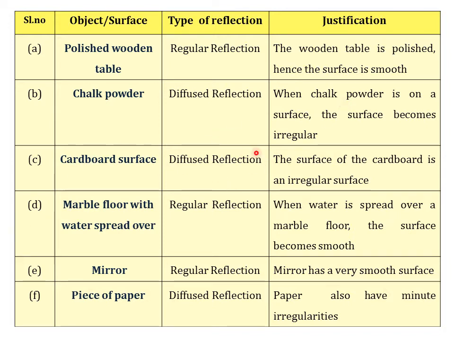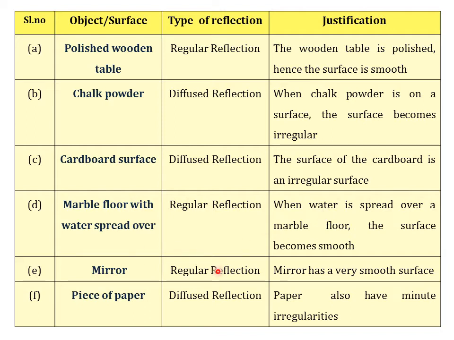Cardboard surface, diffused reflection takes place. Here also the surface of the cardboard is an irregular surface. Hence, diffused reflection takes place. D. Marble floor with water spread over it. What type of reflection takes place? Regular reflection. When the water is spread over a marble floor, the surface becomes smooth. Hence, if it is a smooth surface, the reflection that occurs is regular reflection. Mirror.